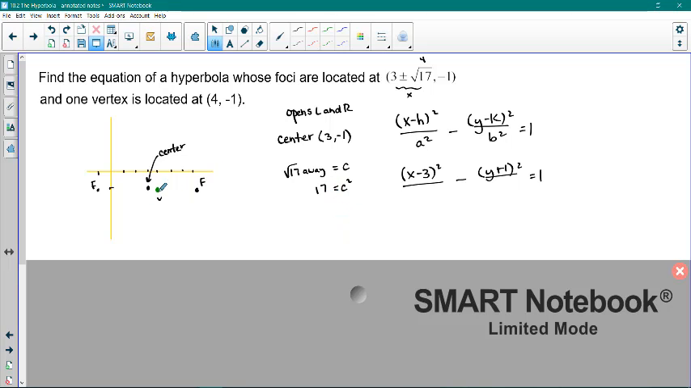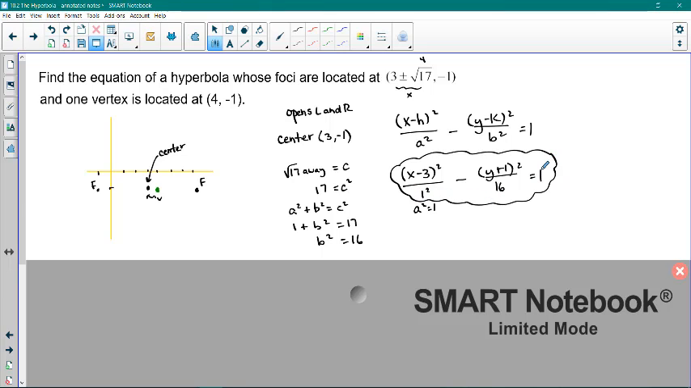Well, what does the vertex tell me, or this particular vertex? It's 1 away, which means underneath my x must be 1 squared, which is equal to 1. That tells me that a squared is equal to 1. Well, for the hyperbola, a squared plus b squared is equal to c squared. 1 plus b squared must be equal to 17. That means b squared must be equal to 16. B squared is the denominator, and there it is. So we have found the equation of this particular hyperbola.